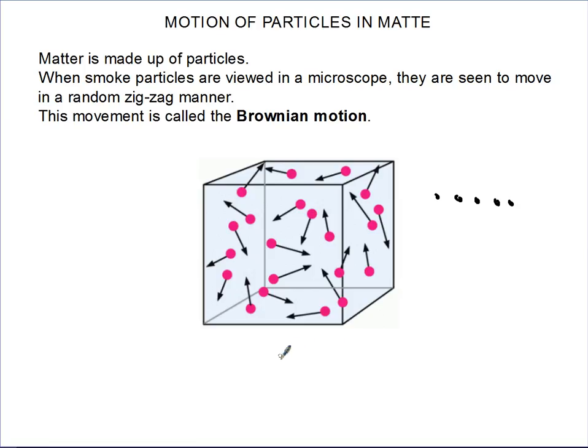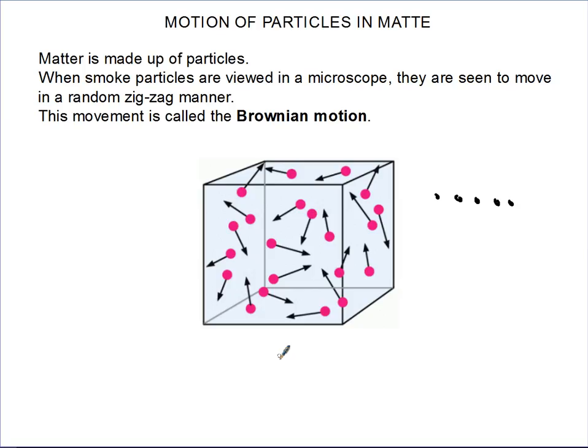Okay, now we had the smoke. After viewing it under the microscope, it was seen that smoke is made up of particles. Secondly, the movement of these particles does not follow any pattern. They move in a random zigzag manner, and this is what we call the Brownian motion.